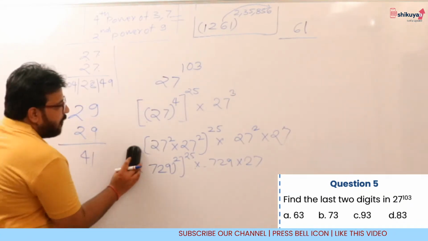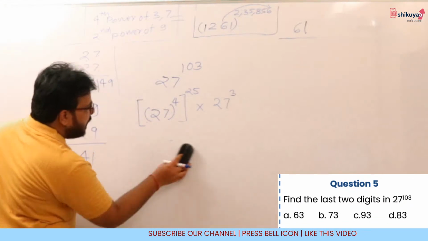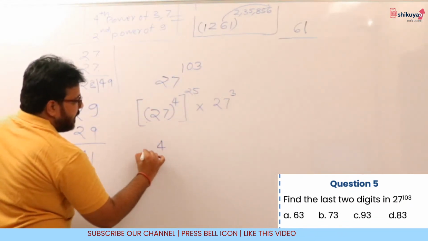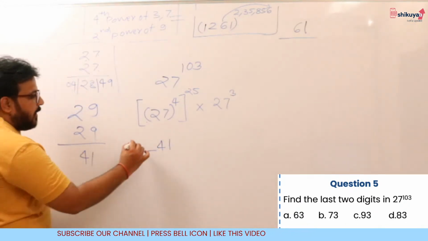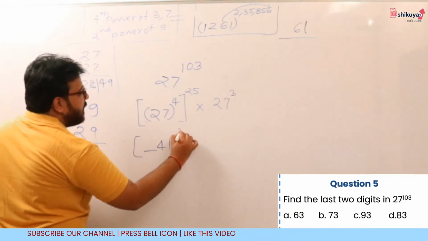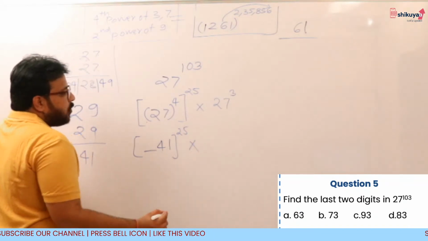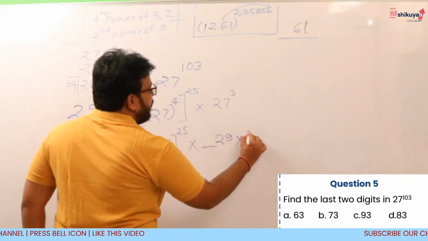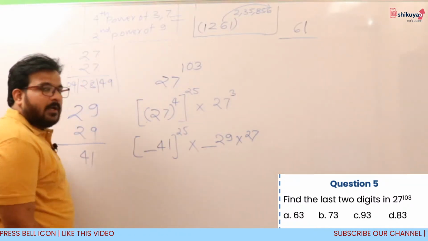Correct? So now if you look at this, 27 raised to 4 has an answer ending in 41, raised to 25, into a number ending in 29, into a number ending in 27. Is that clear?